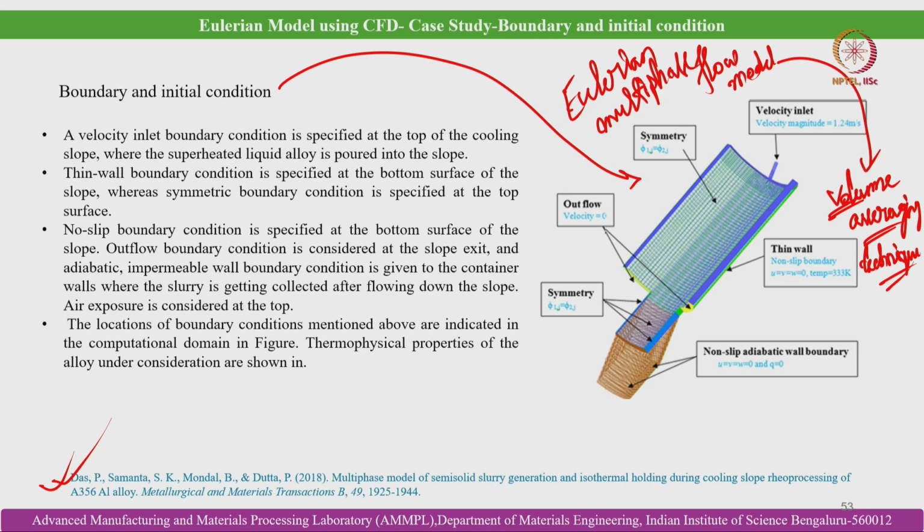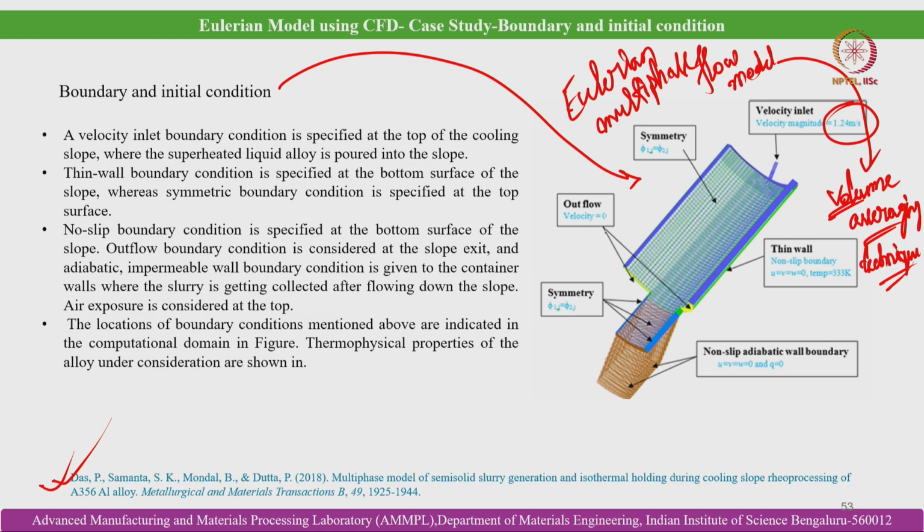Here you can see that a velocity inlet boundary condition is specified with a velocity magnitude of 1.24 meter per second. Of course, this is a case of incompressible fluid, so that is why velocity inlet is considered here. As we know, for incompressible fluid the density does not depend on pressure, so density remains pressure independent. A velocity inlet boundary condition is specified at the top of the slope.